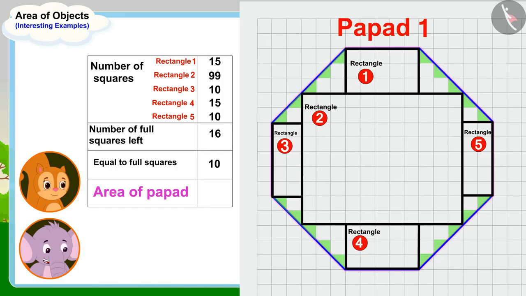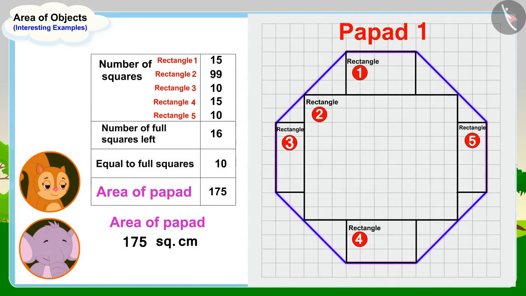Look, Chanda, there are 175 squares in total in the area of this papad. In other words, the area of this papad is 175 square centimeters. Appu explained to Chanda. Oh wow, Appu, this is very easy and fun too.